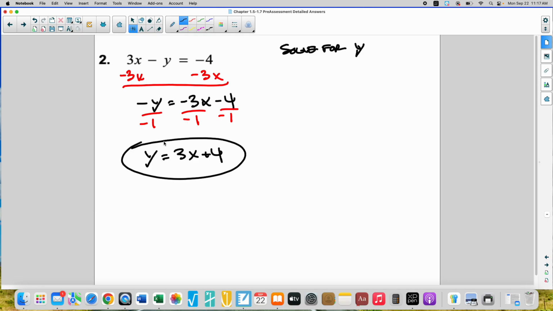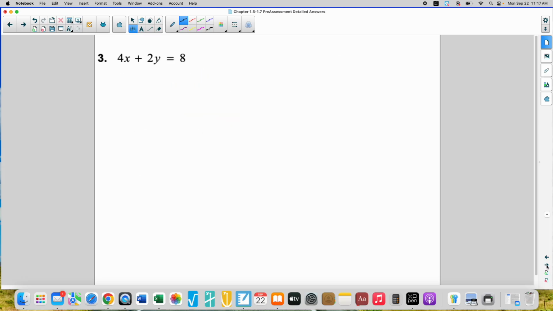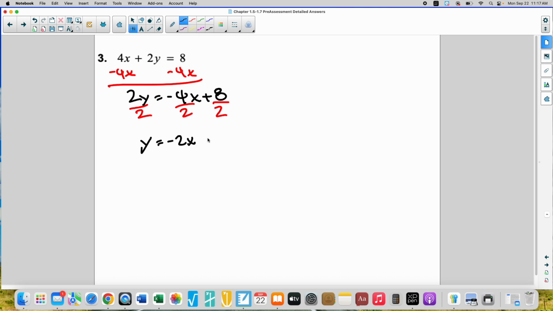The other thing I could have done is multiply everything by negative 1. We're isolating for y. I got to get rid of this 4x. Let's subtract 4x, giving me 2y equals negative 4x plus 8. Let's divide by 2, divide by 2, divide by 2. Y equals negative 2x plus 4.